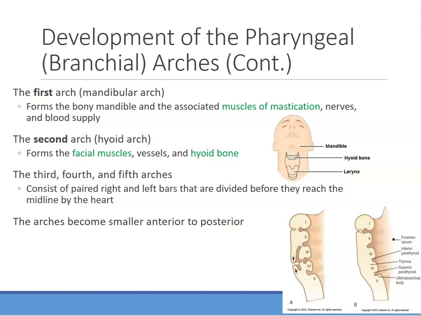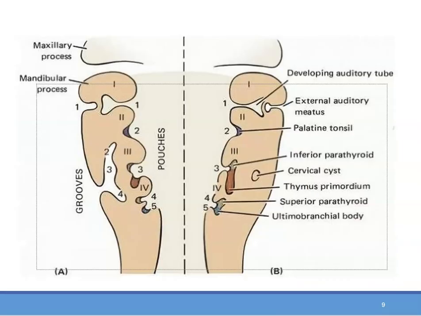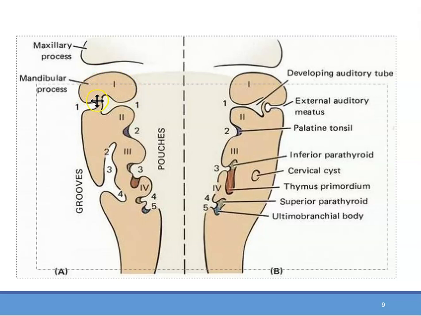Okay, we're going to look at the arches now. Okay, so the pharyngeal arches. So let's start with the first one, arch 1. The first arch is also known as your mandibular arch. Okay, so sometimes we'll say, let's go back here, this is the first arch. It's also known as your mandibular arch because it kind of makes the mandible, okay, the lower jaw.